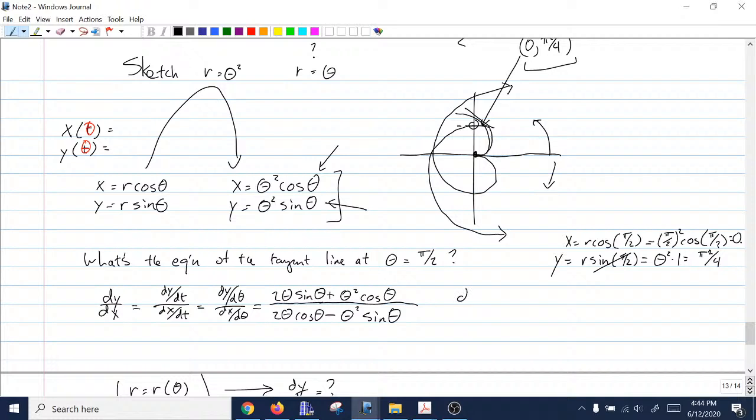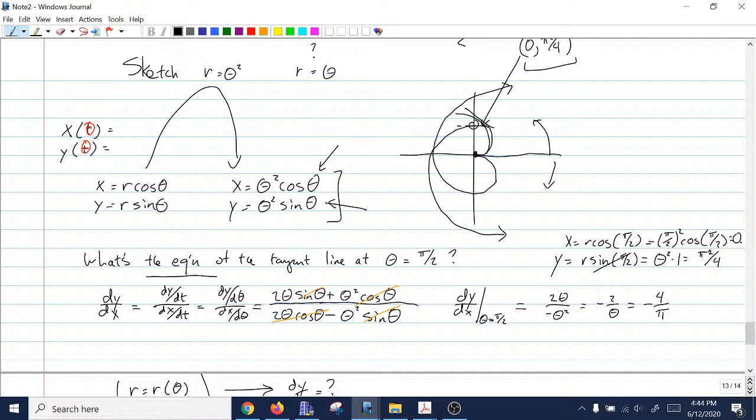So if I want dy dx at theta equals pi over 2, I need to plug all that junk into there. Cosine pi over 2 is 0, so this thing's going to go away and this thing's going to go away. Oh, that's nice. That means the sine thetas are going to cancel. So I'm left with 2 theta over negative theta squared. So I get negative 2 over theta, which is negative 4 over pi, right? Huh. That's my slope.